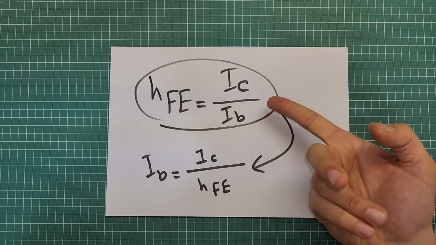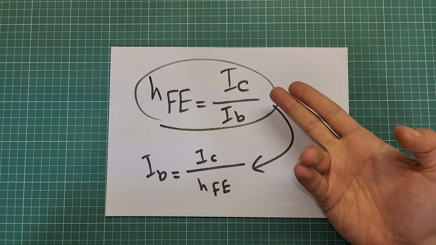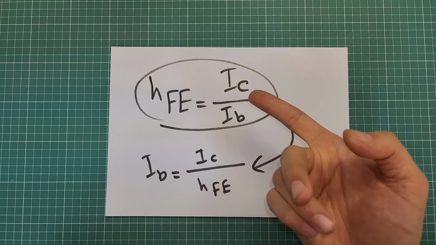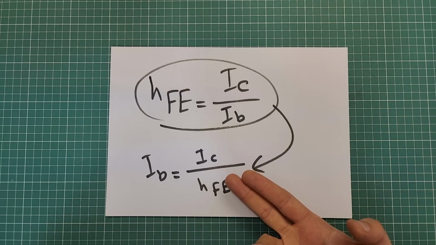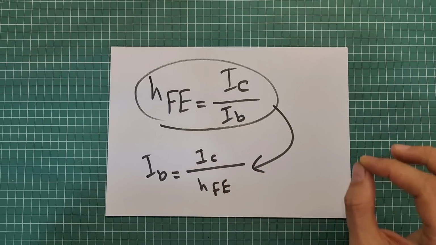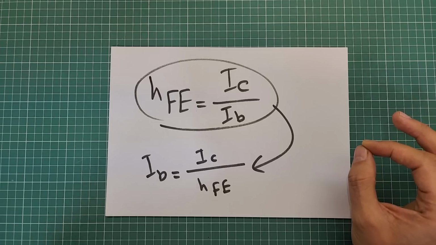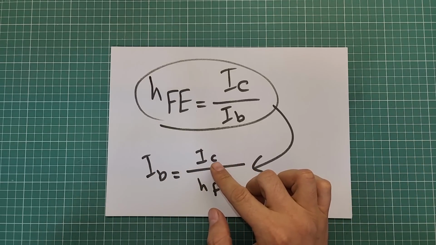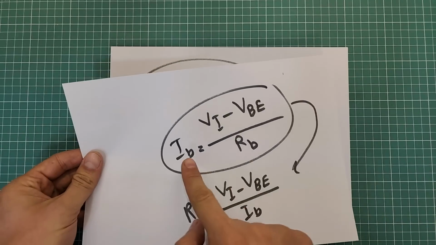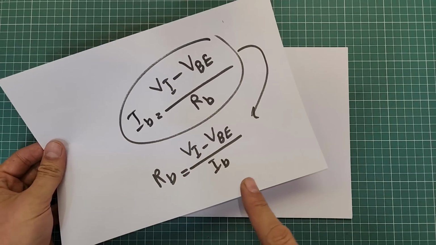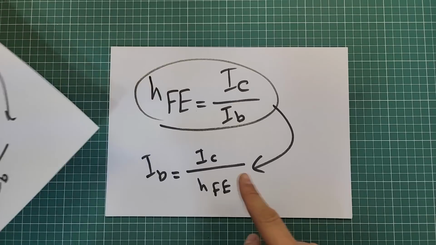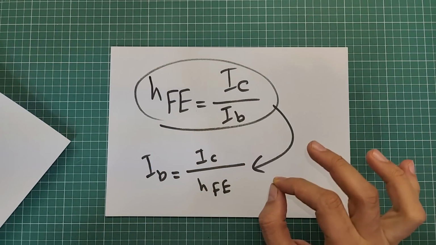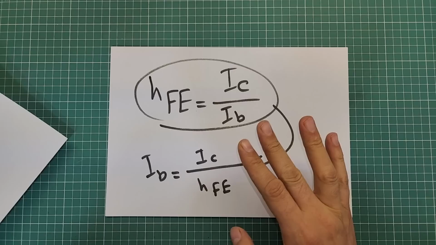This is a basic equation coming from the definition of HFE. The HFE is the ratio of the collector current to the base current. From this equation, since the HFE is usually a constant and a desired number, the IB will be a function of collector current. So, to find the base resistor, we have to find the base current. To find the base current, we have to find the collector current. And to find the collector current, there may be different possibilities.